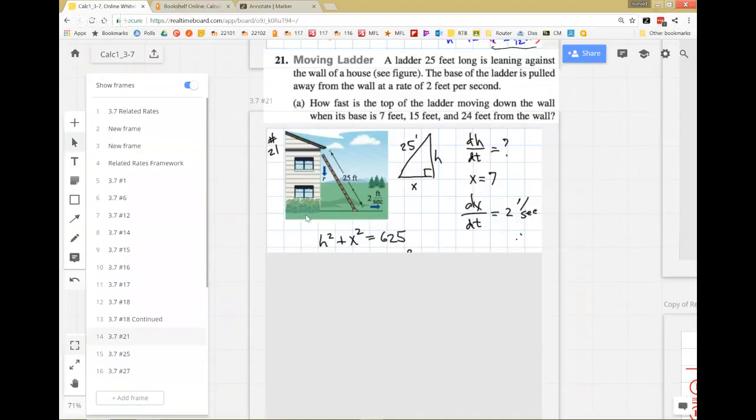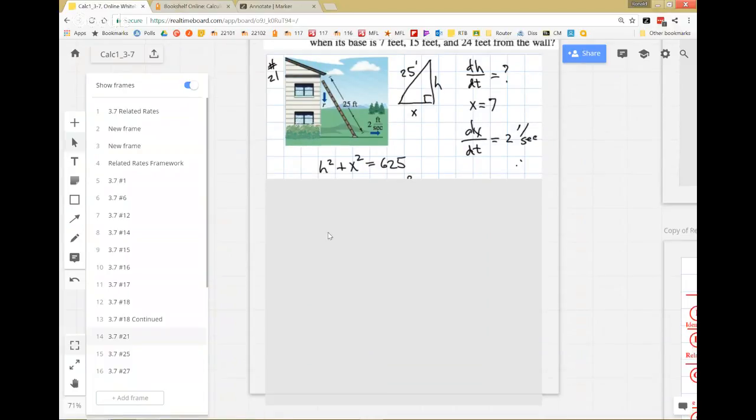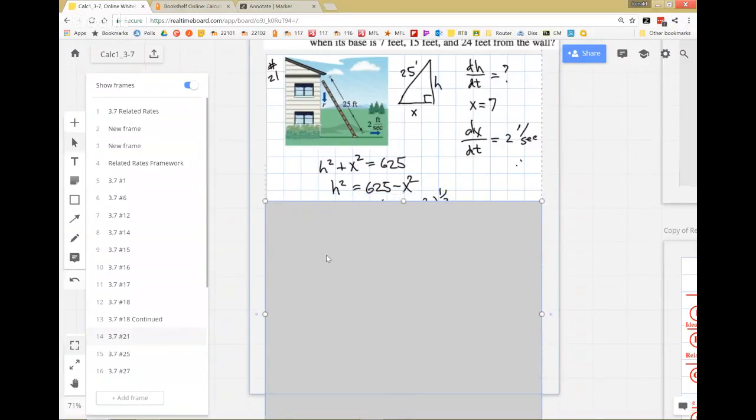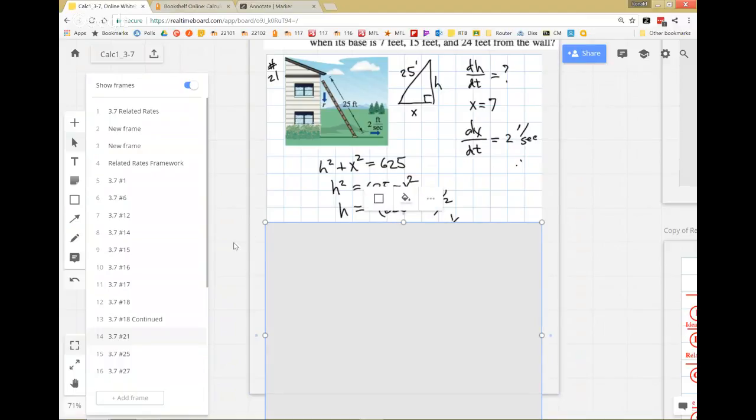If we take the height and take h squared plus x squared, we should get 25 squared, which is 625. Right? So I solved it for h, because h is the guy we're trying to find out about. So h squared equals 625 minus x squared. And then h equals the square root of 625 minus x squared, which I wrote as to the 1/2 power. All set up for differentiation.